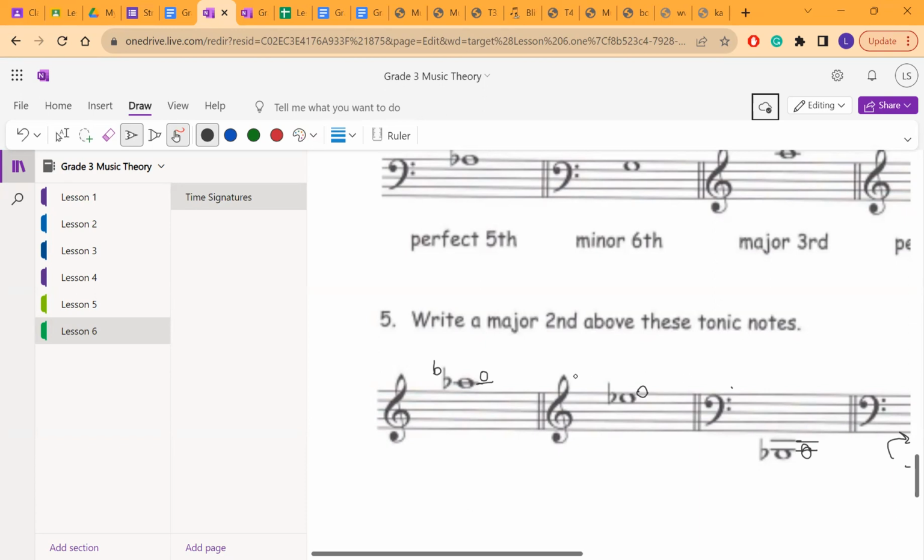Could you write flat? You write two flats. How would you have it? How would you have two flats?